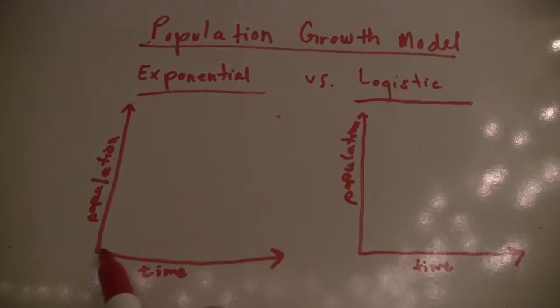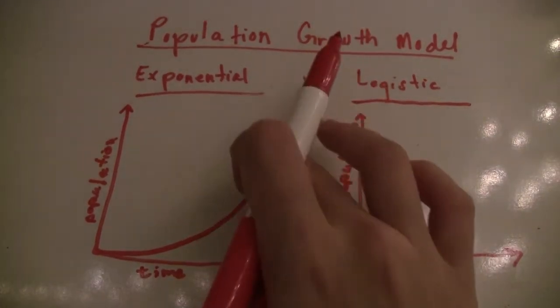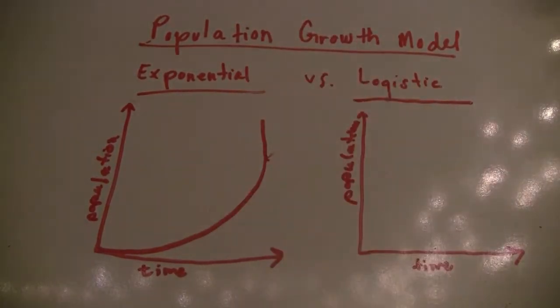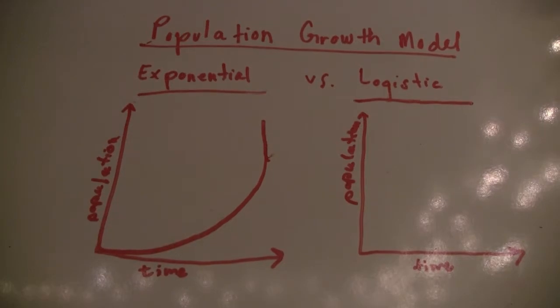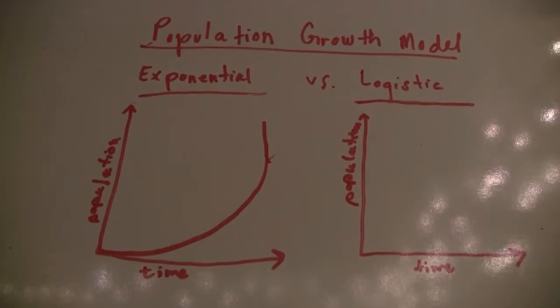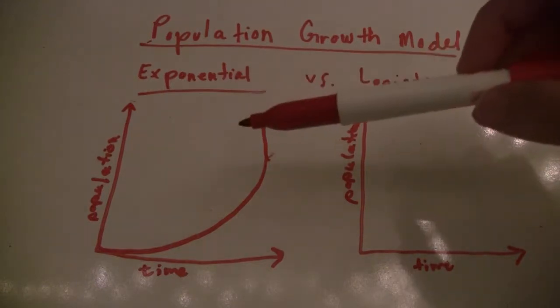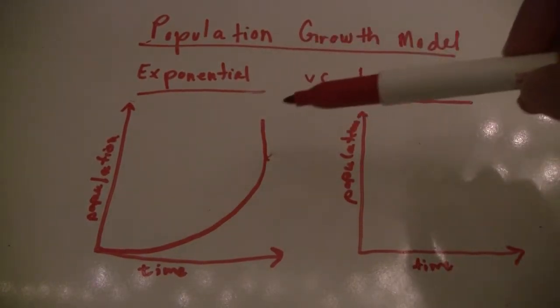That's because exponential has a growth rate that looks like this, but then spikes upward. This is due to unlimited resources and unlimited food and space that an organism could have. An example of an organism that exhibits exponential growth is bacteria.